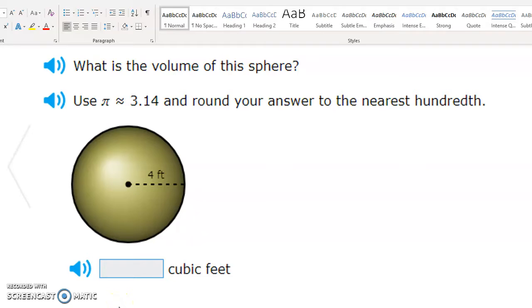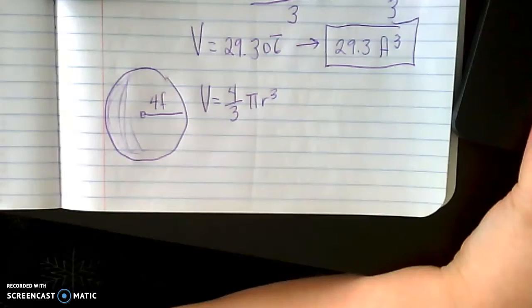Okay, so the last one we're going to look at for volume is volume of a sphere. So here we've got a sphere, and they've been nice enough to actually give us the radius this time. So let's go ahead and work this one out. Let's shoot back over to my camera.